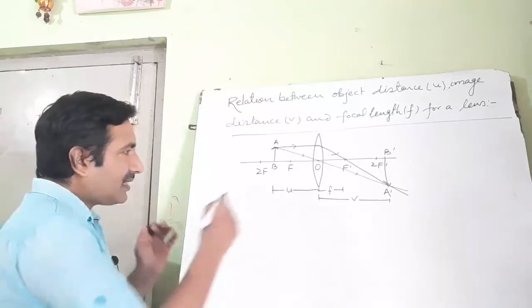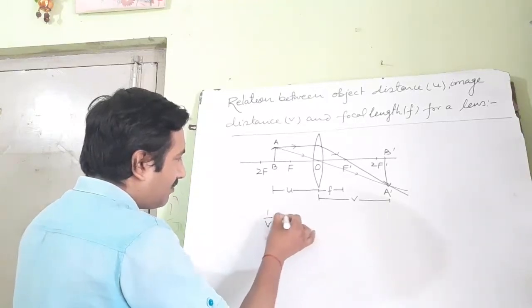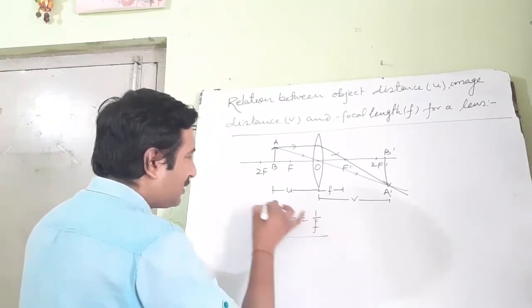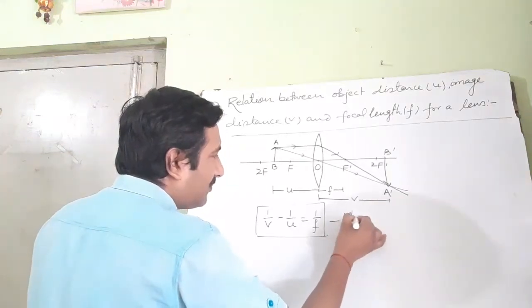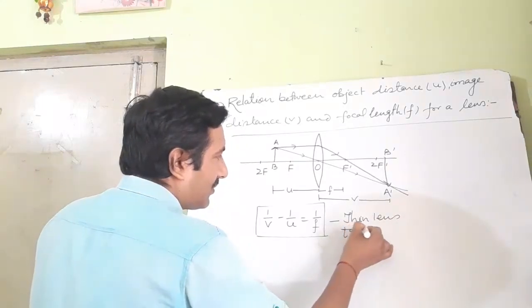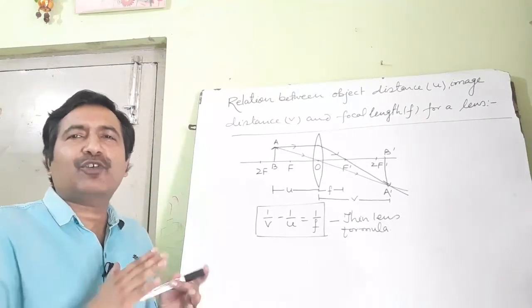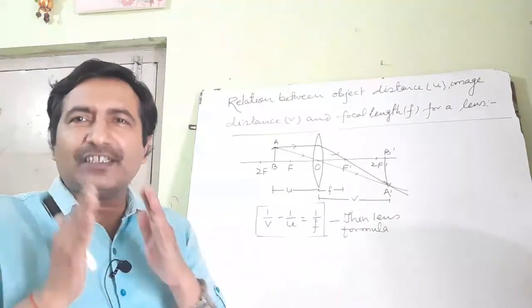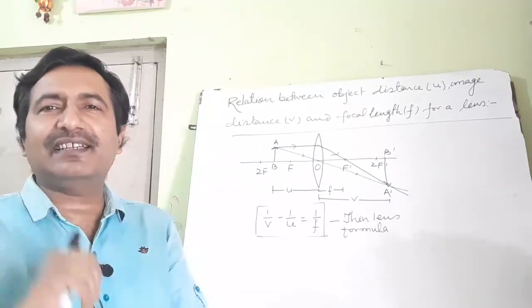Now see, the relation between u, v and f is 1 by v minus 1 by u is equal to 1 by f. This is the relation between u, v and f. This relation is also called thin lens formula. As in class 10 there is no concept of thick lens, so you can call it lens formula. So for you, lens formula means thin lens formula, because for you lens means thin lens only.